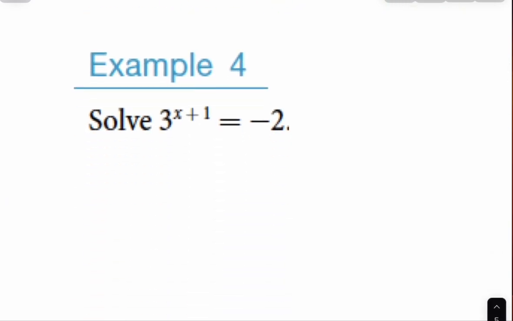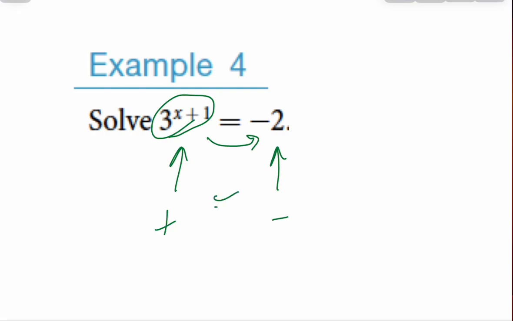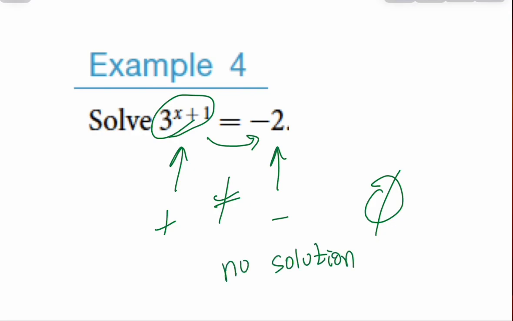Now, here's one that's kind of interesting. If you think about the way that powers work, there is nothing we can put on a 3 to turn it into a negative. This is always a positive quantity. This is always a negative quantity. They will never be equal. So this one is a no solution. There is no way I can put anything on a 3 to turn it into a negative.